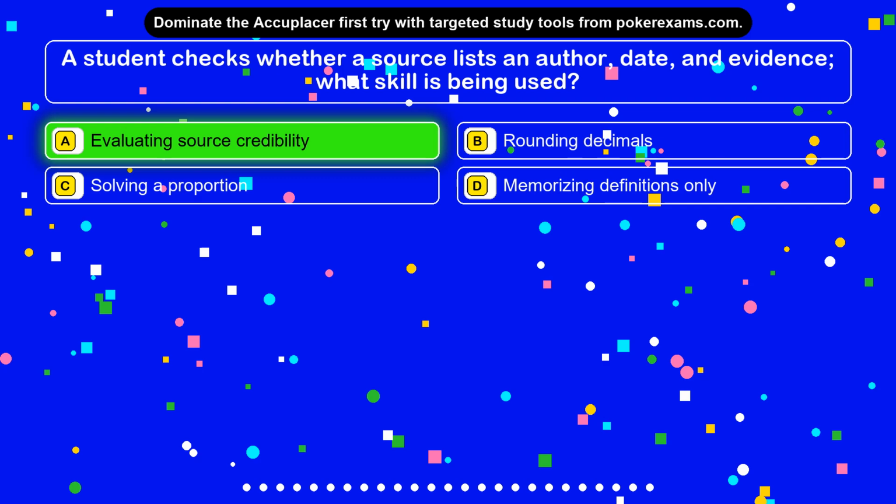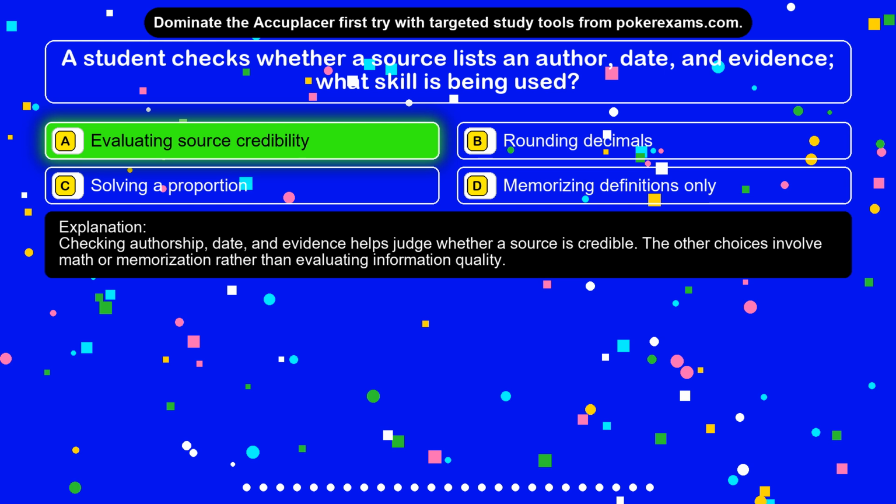The correct answer is option A, evaluating source credibility. Checking authorship, date, and evidence helps judge whether a source is credible. The other choices involve math or memorization rather than evaluating information quality.